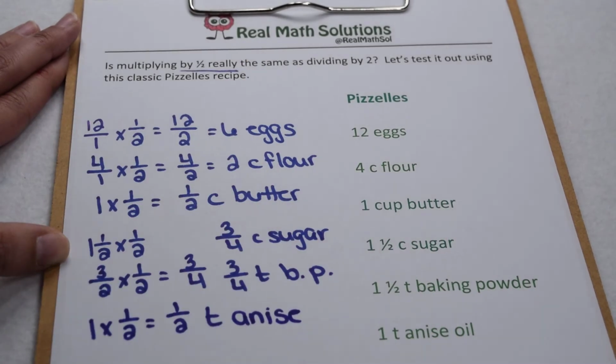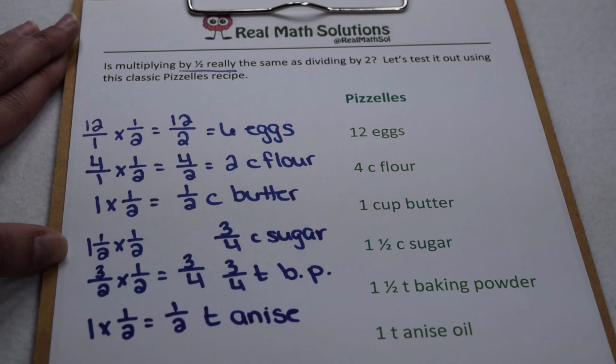Now, if you're like me and you don't really like the flavor of anise, you can substitute in something like vanilla instead, but again, that's up to you and your personal preference.